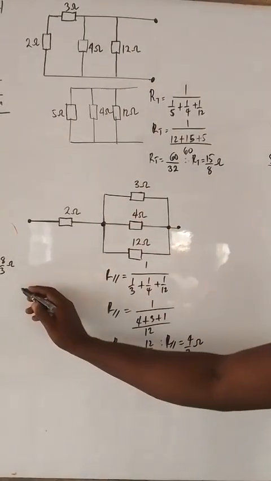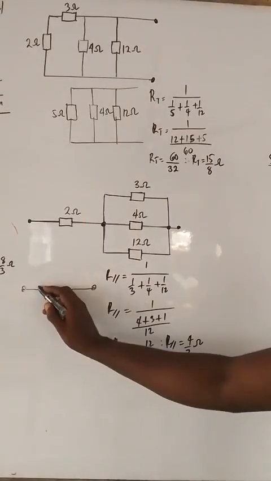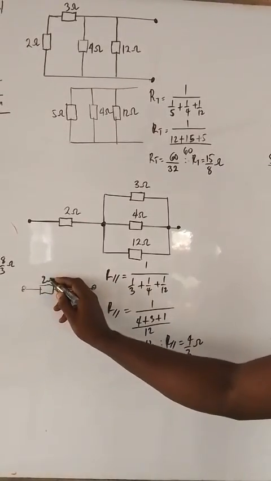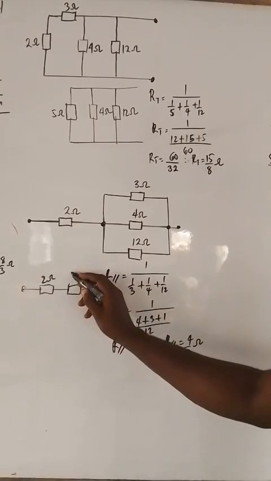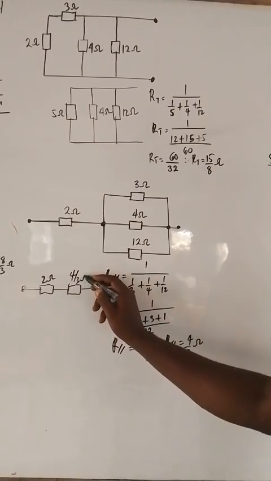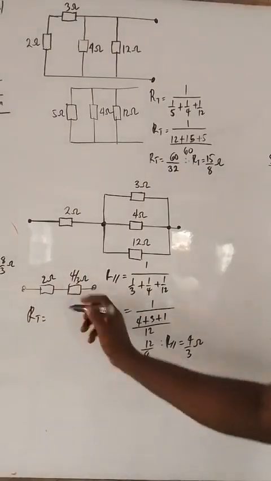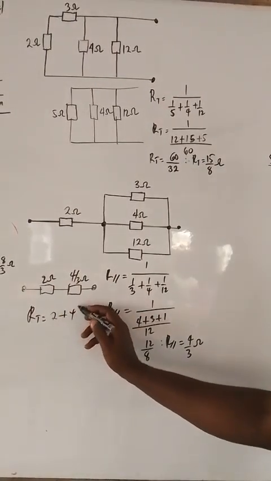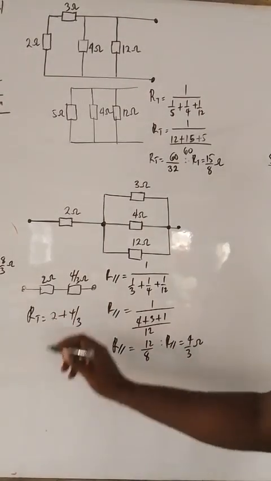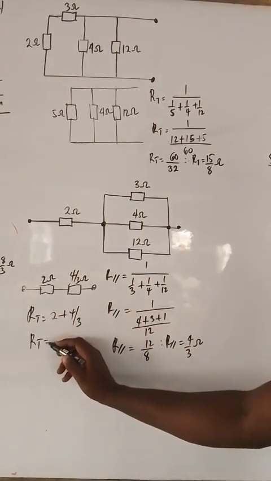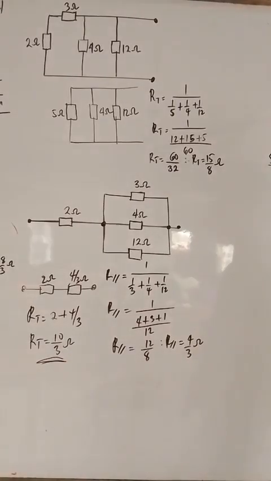So at the end of the day, this circuit becomes something like this. Here we have the 2 ohms resistor, and here all these 3 together is now 4 over 3 ohms. So the effective resistance, we just add, since they're in series. That's 2 plus 4 over 3. 3 times 2 is 6, 6 plus 4 is 10. So the total resistance equals 10 over 3 ohms. This is the effective resistance.